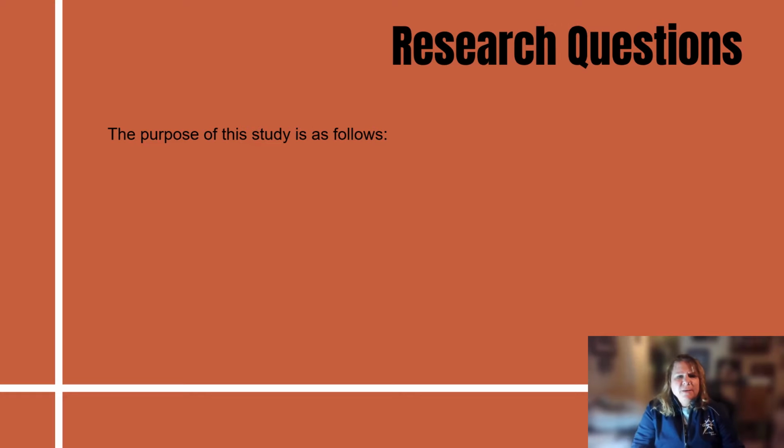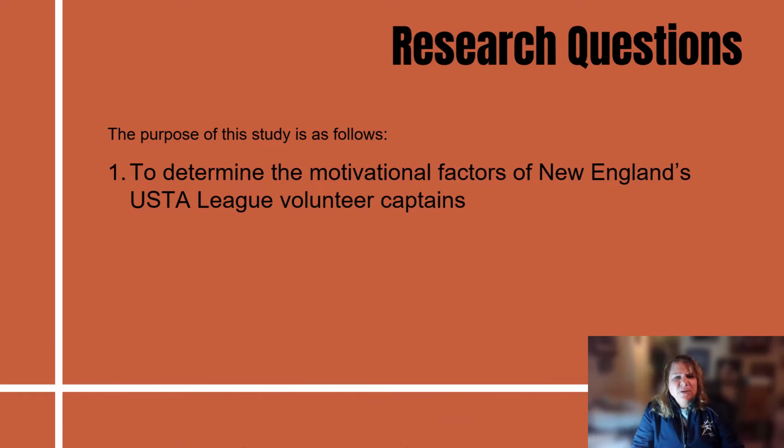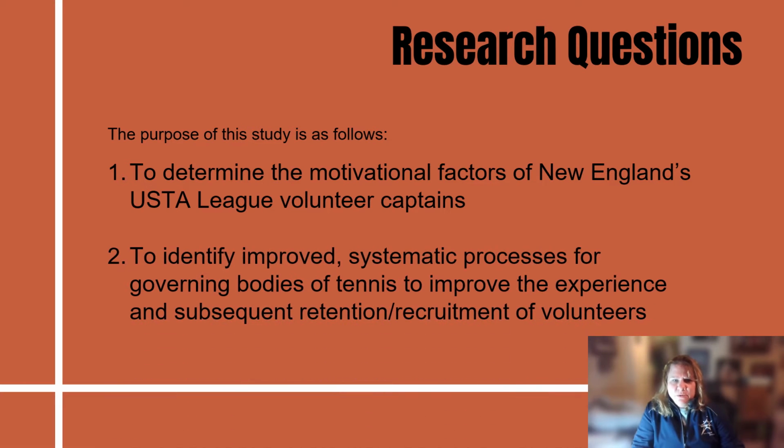Officially, the purpose of this study is to determine the motivational factors of New England's USTA League volunteer captains, and also to identify improved systematic processes for the governing bodies, meaning USTA specifically in this case, of tennis to improve the experience and subsequent retention and recruitment of the volunteers. These two items are really separate, and I wanted to look at both of them because they're so tightly linked. If the motivation of the volunteer is better understood, then the governing bodies can create improved experiences to help the captains do what they want to do and just make the job easier for them.